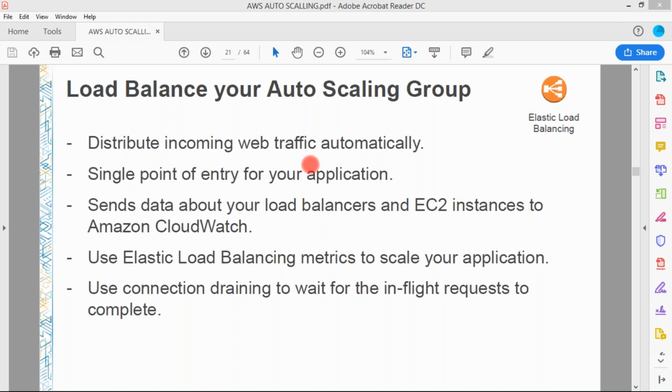Use elastic load balancing metrics to scale your applications. Use connection draining to wait for in-flight requests to complete. You need to understand what actually happens: the load balancer and the auto scaling work together, and how effectively your traffic is handled automatically. And also, this is the single point of entry for your applications.